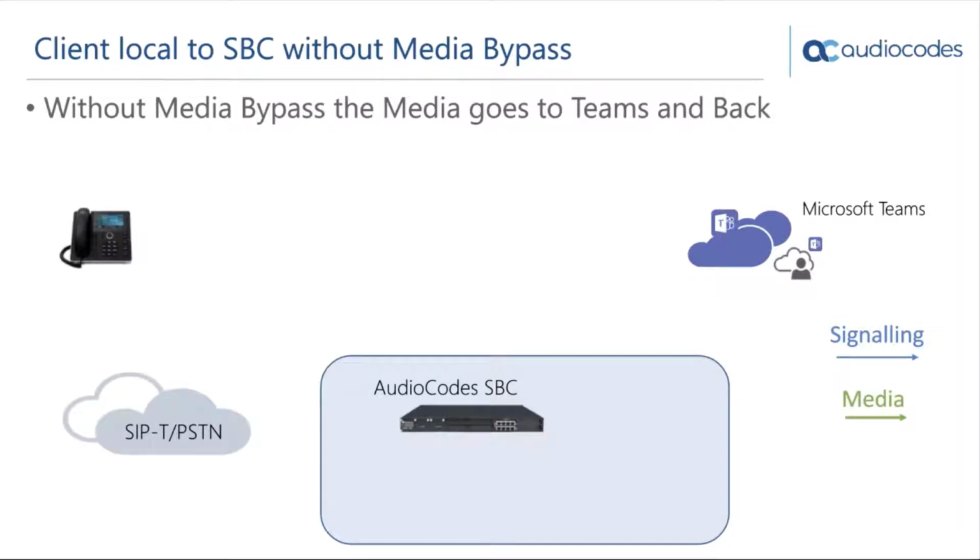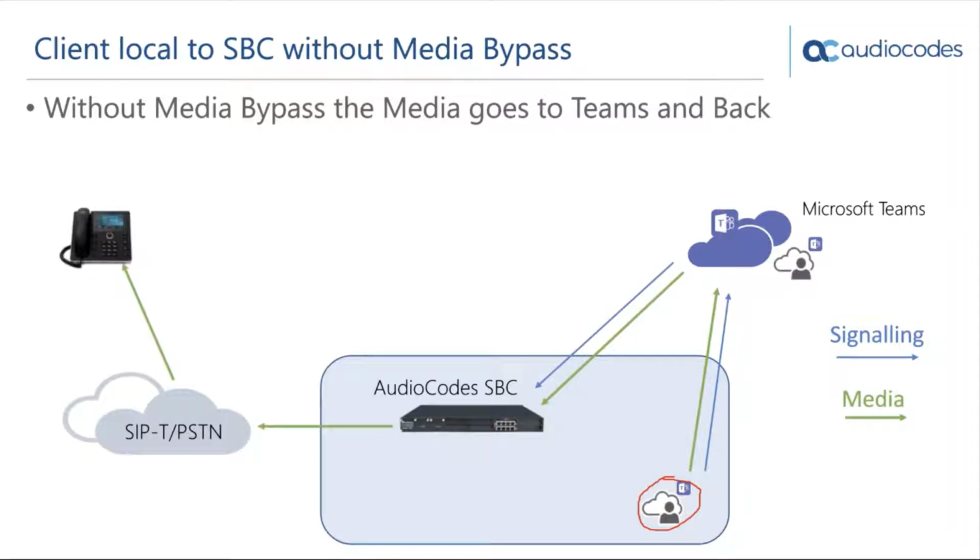If we change the scenario slightly, so now we have an SBC sitting in a local office, and the client is sitting in the office down here, so it's no longer external, then media bypass can be used in this environment as well. When you make the call, the signaling and the media normally go to Teams, and then the signaling and media come down from Teams and then go out to the SBC.